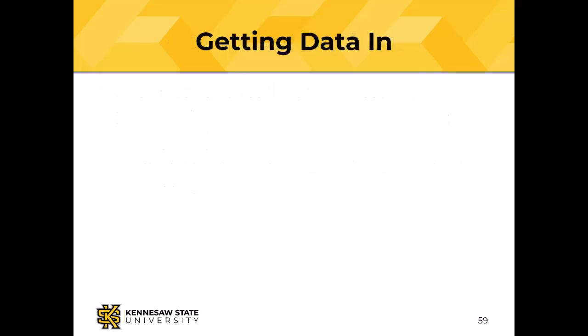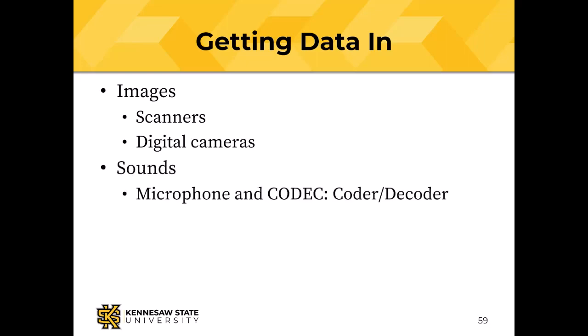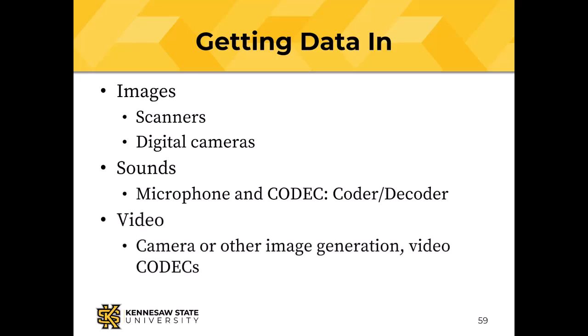How do we get data in? Well, we've looked at some examples as we've gone through. Images come in from scanners or digital cameras or digital video. Sounds come in from microphones and codecs. Video comes from cameras or other image generation, and video codecs. Plenty of ways to get multimedia information in.